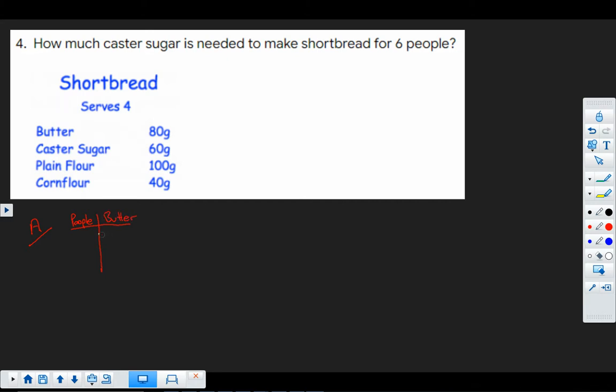So if you look at butter here, for 4 people, we can see that we need 80 grams of butter. So for 1 person, we divide it by 4. We need to do the same thing here. So we'll divide our 80 by 4, and we find that for 1 person, we need 20 grams of butter. So if we need to do 6 people, then that's going to be 6 times 20, which equals 120. Now, I will leave you to do each of the others there.